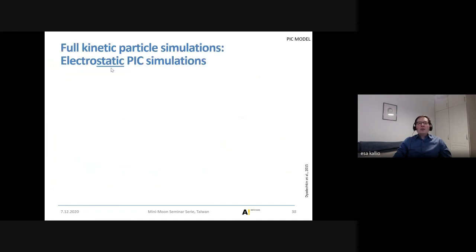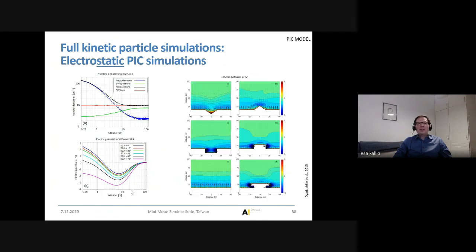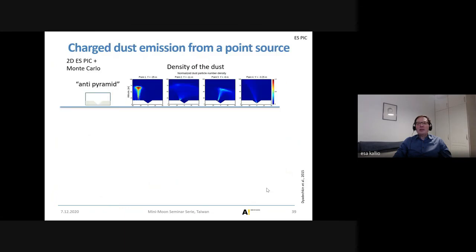You can do it by using an electrostatic simulation. You can investigate how the properties, the density of electrons, photoelectrons, solar wind electrons, and ions, are changing, and what the electric potential is. It's actually a non-monotonic potential when you move away from the surface. Also, one interesting topic is how the landscape affects this. This is a 2D PIC simulation. If you have different holes, the electric potential is different. If you have a moon base, the electric potential is different around it.